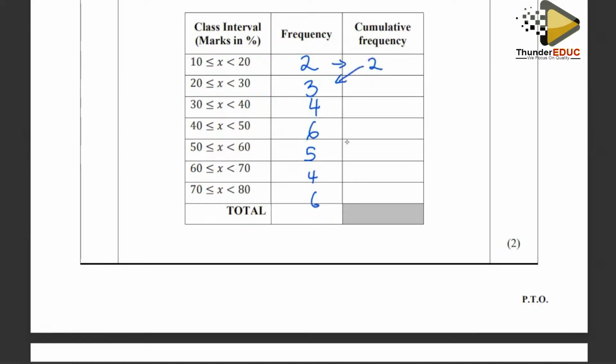And then 2 plus 3 is a 5. Then 5 plus 4 is going to give me a 9. Then 9 plus 6 is 15. 15 and 5 is 20. That's a 24. Then that is a 30. So the total of the frequencies here, we must get 30. That must align with the last cumulative. All right, so those are the two marks that we have there.